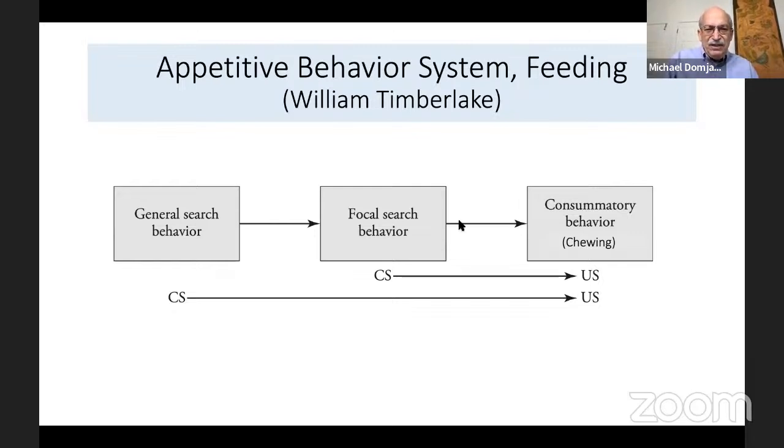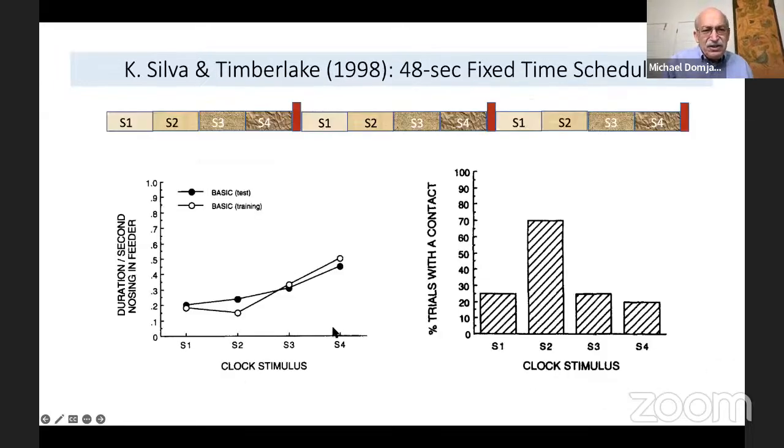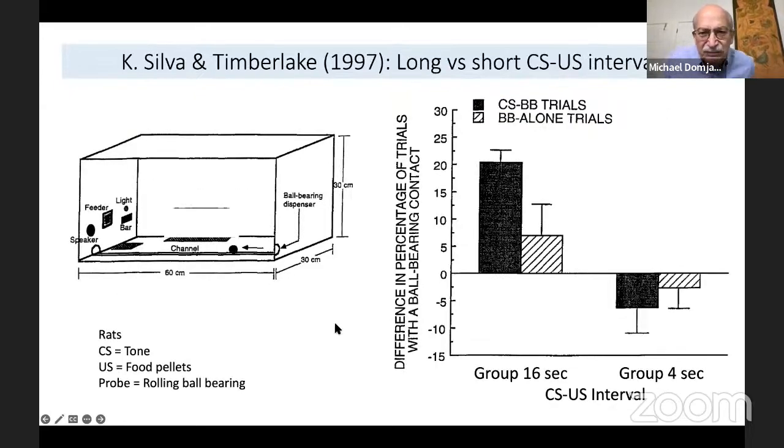And what might be those kinds of stimuli? Okay, so this is an experiment that was done by Kathleen Silva and Timberlake a few years ago, in which they used two different CS-US intervals. Interestingly enough, the Davis experiments also manipulated CS-US intervals. And one group got a conditioned stimulus, which in this case was a tone, followed by food 16 seconds later. So the CS-US interval was 16 seconds.